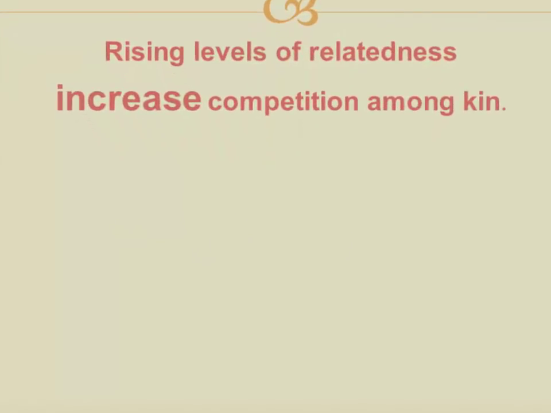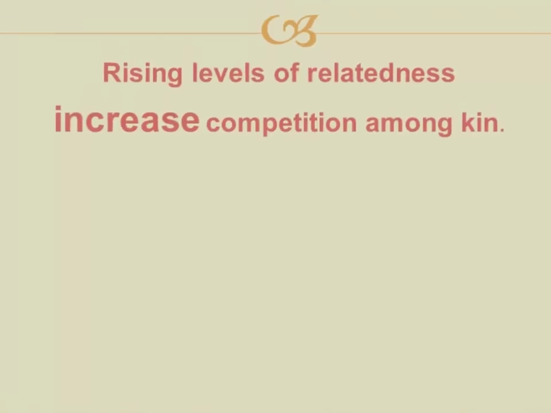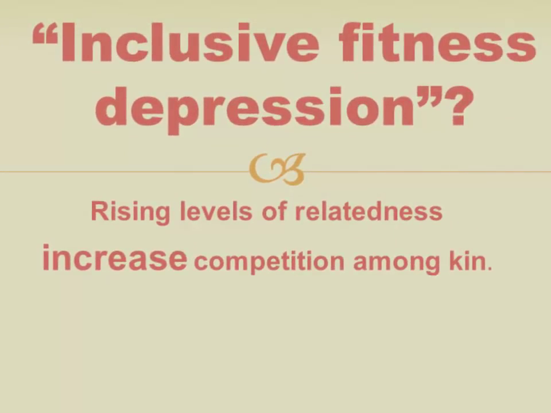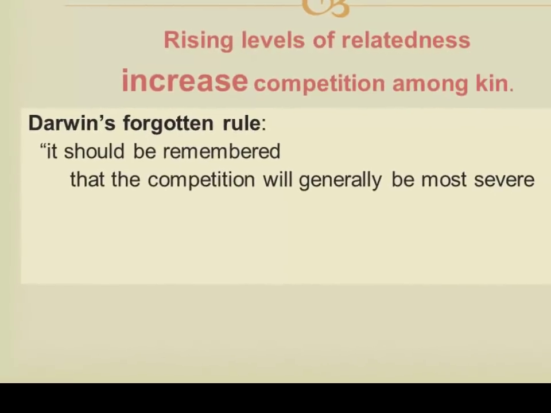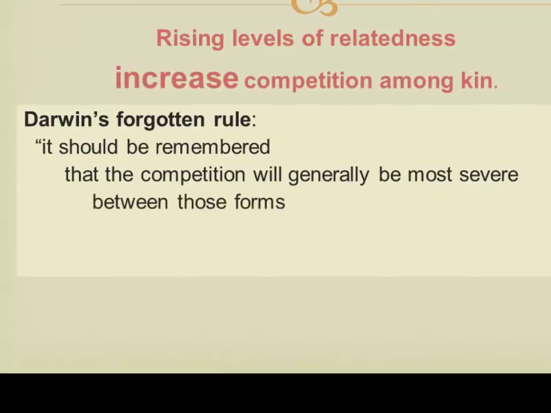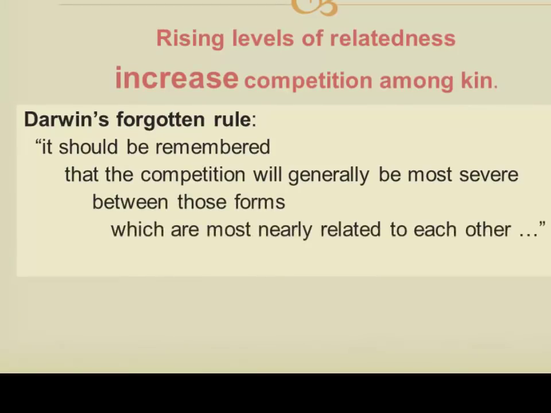But we can also look at this from the perspective of inclusive fitness, not just in terms of inbreeding. And we can note that rising levels of relatedness will increase competition among kin. And I coined the term here inclusive fitness depression. And Darwin's forgotten rule here is that it should be remembered that the competition will generally be most severe between those forms of life which are most nearly related to each other. That much of what Darwin was talking about was the competition among individuals in the same family.